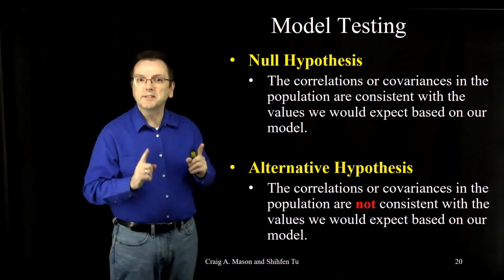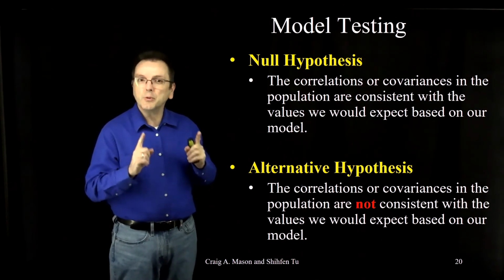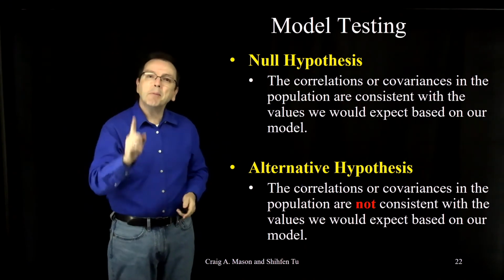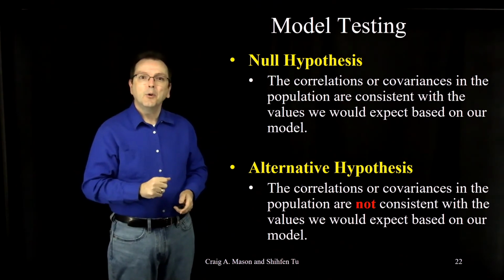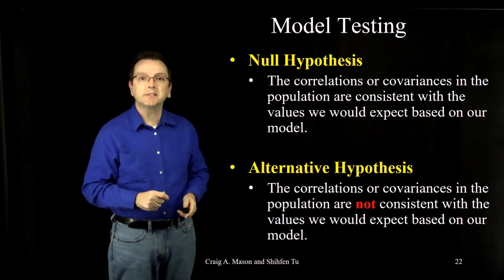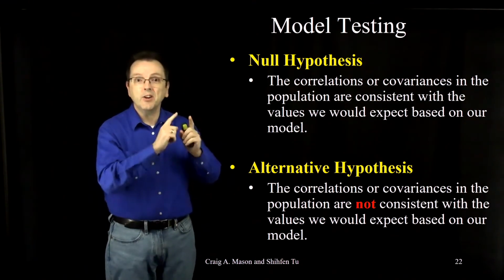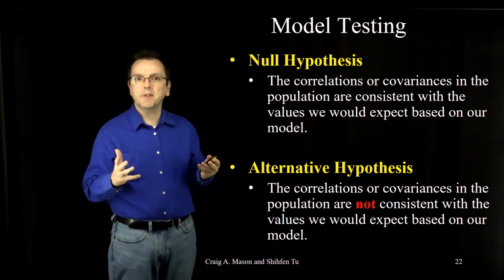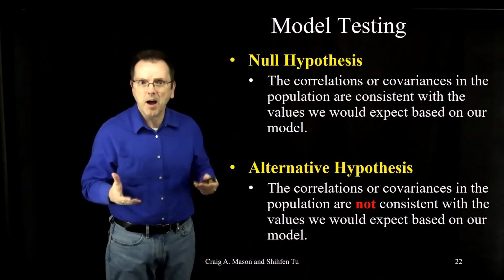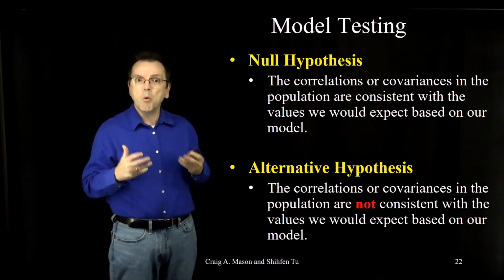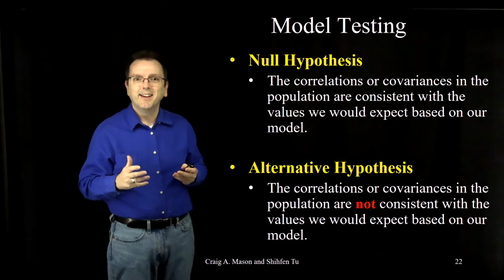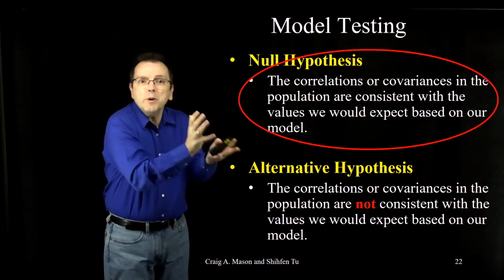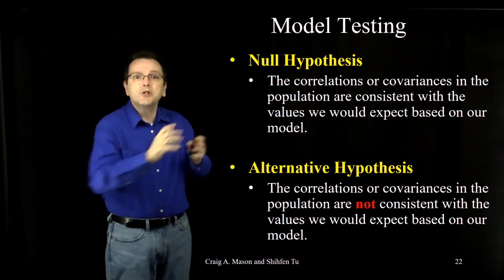But notice the twist. We've actually turned hypothesis testing on its head. Remember, in hypothesis testing, we're interested in the alternative hypothesis. We want to reject the null hypothesis. But in this case, I'm obviously interested in my model. I want the data to support my model. But my model is the null hypothesis. I don't want to reject my model. I don't want to reject the null.